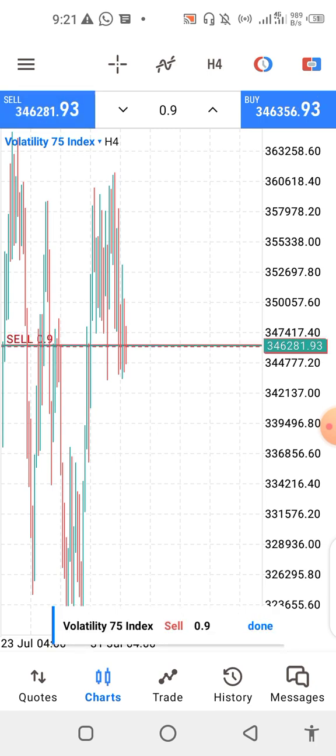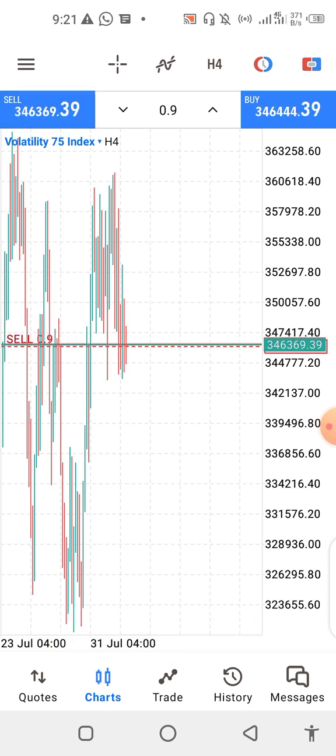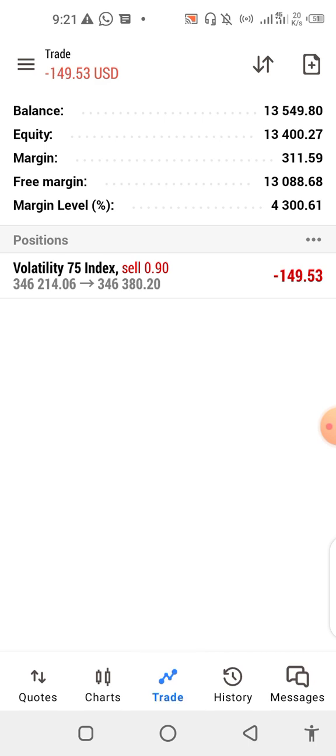Okay, it's done. Remember, size is at 0.9. This is just a demo account, right? So let me click here and you see. I hope you can see it. So if it's blue like this, it means you are making profit. If it's in red, it means you are making a loss.